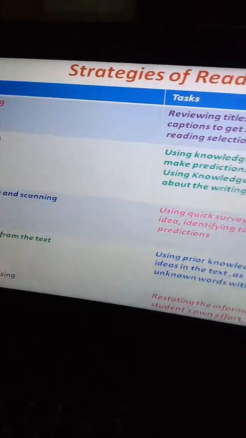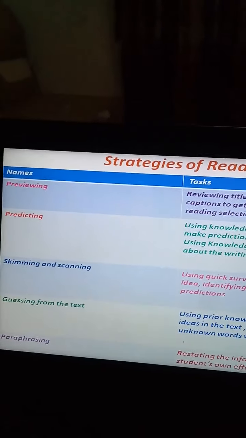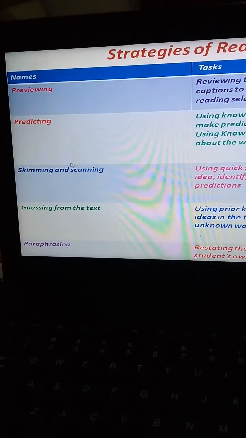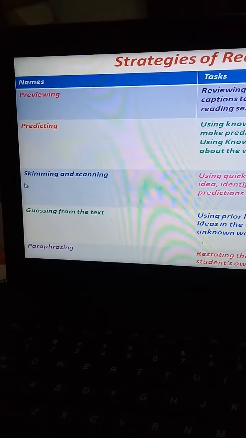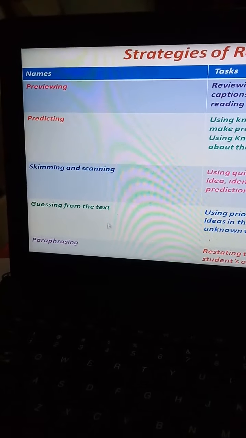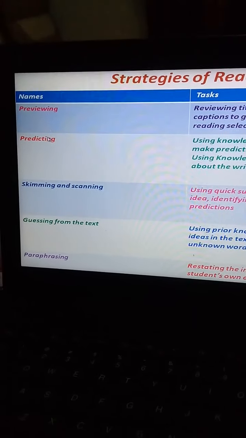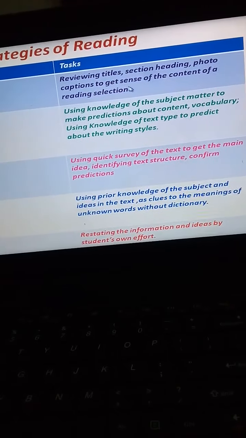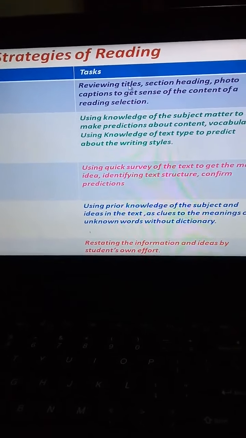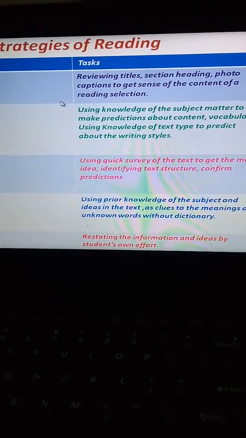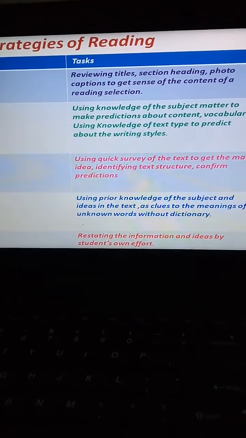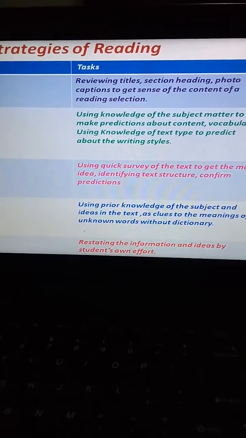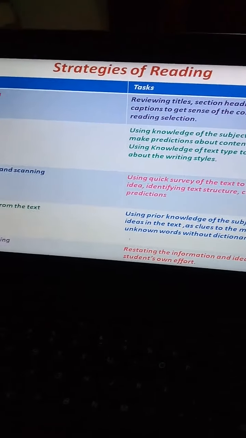Okay, now I'm going to talk about a very important topic, that is strategies of reading. I have mentioned five strategies: previewing, predicting, skimming and scanning, guessing from the text, and paraphrasing. The first one is previewing. Previewing means reviewing titles, section headings, and photo captions to get a sense of the content of a reading selection. That means teachers should ask the students to review the titles, section headings or photo captions given above the text.